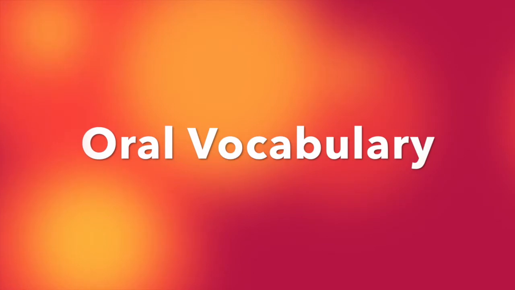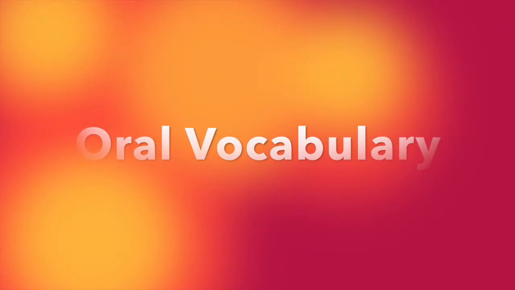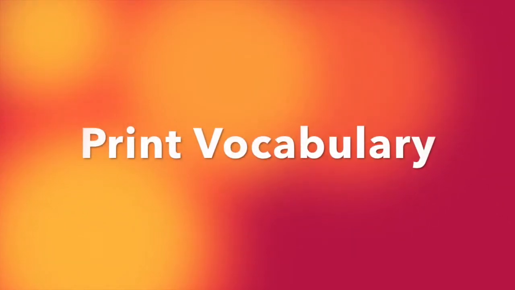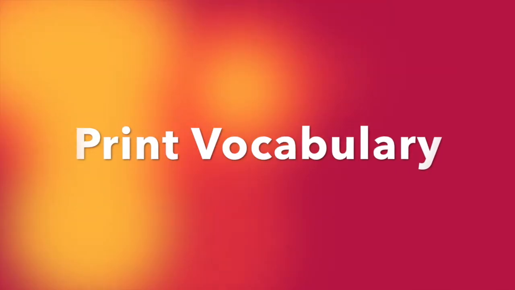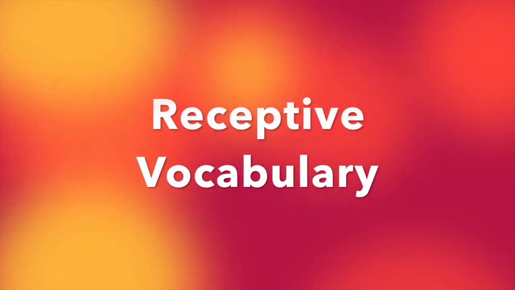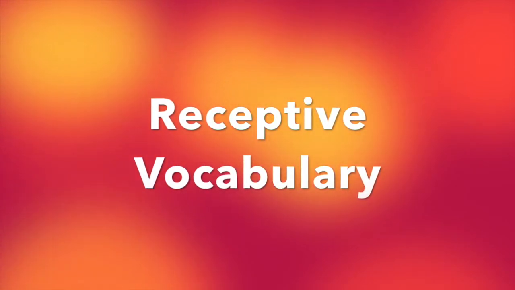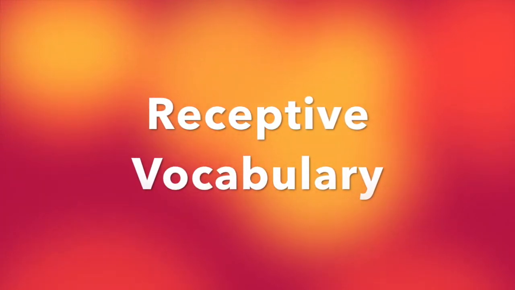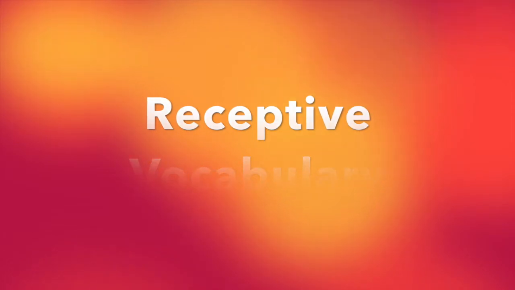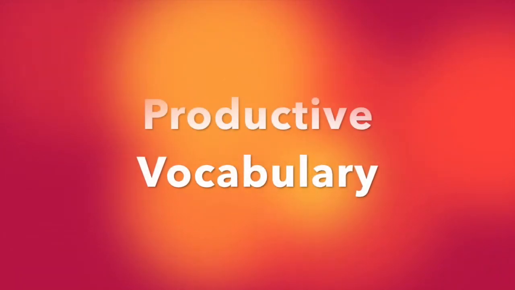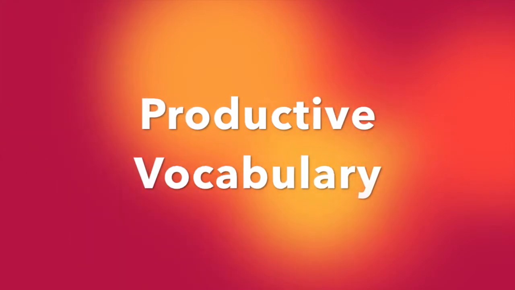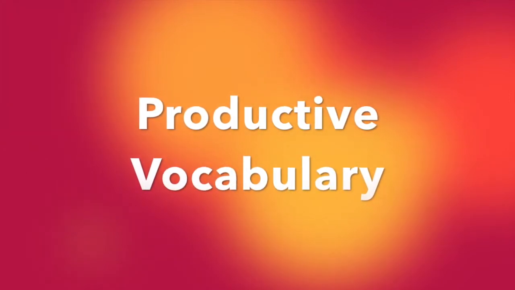The first is oral vocabulary, which refers to the words we understand when we communicate orally or someone reads aloud to us. The second is print vocabulary, which refers to the words we know when we read or write. The third is receptive vocabulary, which are words we understand when we listen or read. This type of vocabulary initially plays a key role when children are learning to read. And last but not least, productive vocabulary, which encompasses words that are used during speaking and writing.